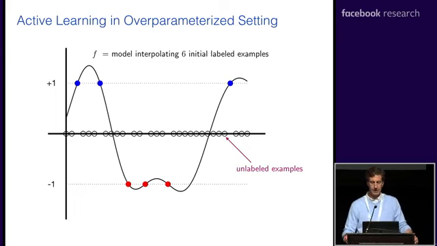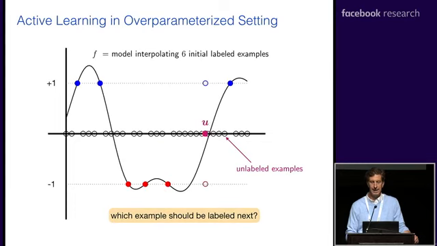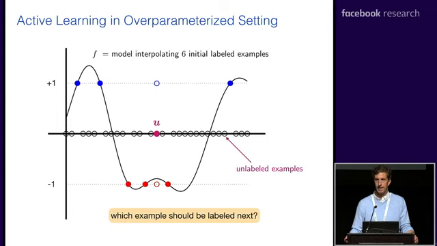Suppose I have these 6 labeled training examples, the reds and the blues. They're labeled +1 or -1. And then the open circles are all the remaining unlabeled samples that I haven't received a label for yet. The black curve is the minimum norm interpolator of the given 6 initial training points. Now the question is, which point should we label next? If we label any given point, I'm sliding it around here, we have 2 possibilities. That new point will be labeled blue +1 or red -1. So which one should we take?